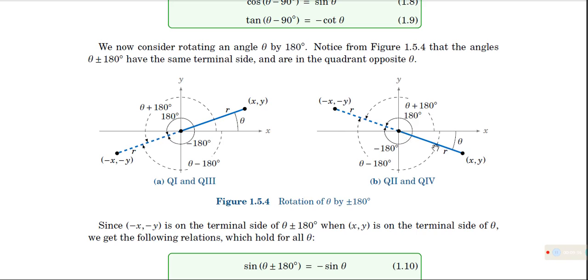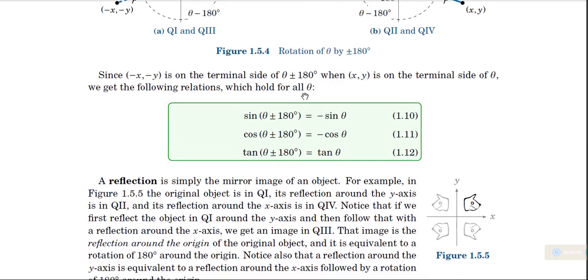Now, if your theta is here, you rotate 180 degrees. So, there, it is on the other side. So, it doesn't matter whether your rotation is positive or negative. The new terminal side will be a reflection of your original terminal side. Okay? So since negative x, negative y is on the terminal side of theta plus or minus 180 when x, y is on the terminal side of theta, we get the following relations.